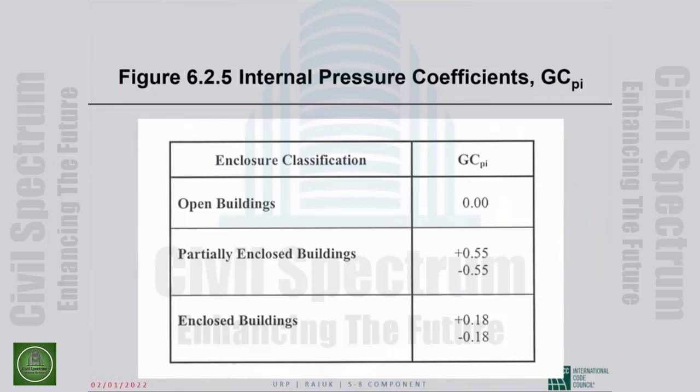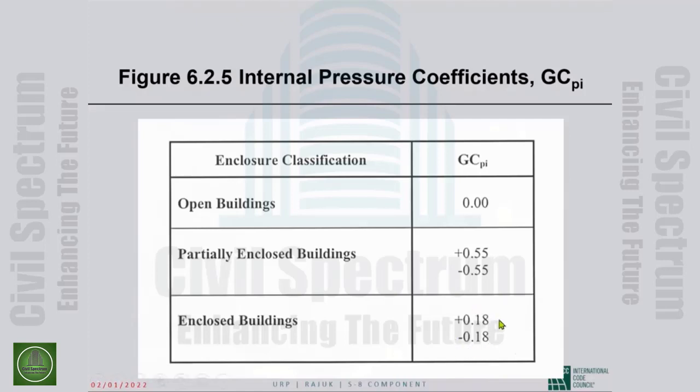Partially enclosed building, look at that, jumps up to plus minus 0.55. Enclosed, as you'd expect, is in between. Enclosed is not an extreme. So there is open building, partially enclosed building. Open is 0, partially enclosed is plus minus 0.55. Enclosed building is somewhere in between. It is neither open nor partially enclosed. And the value is plus minus 0.18.